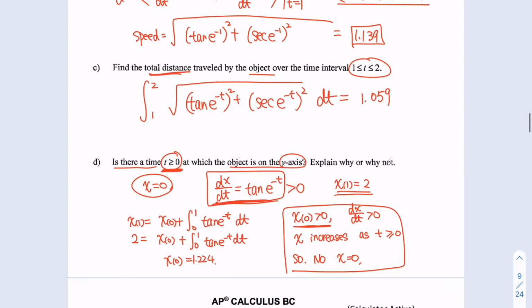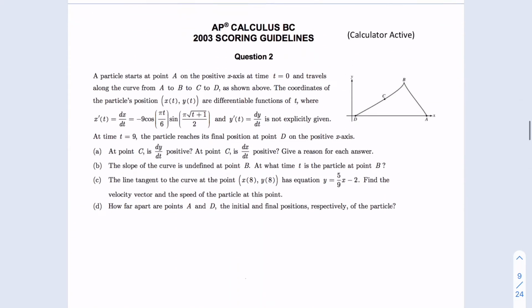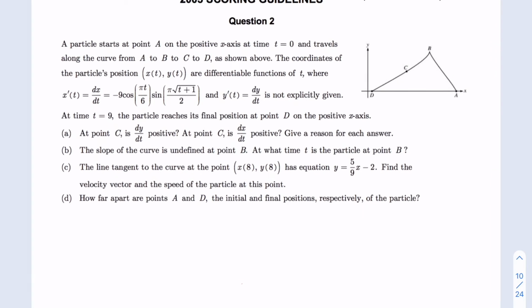Let's have a look at the next AP problem. So given the graph, a particle starts at A at t equals 0, and the particle goes along the curve from A to B, B to C, and C to D. And the coordinates x prime and y prime are here. At t equals 9, it gets to D.